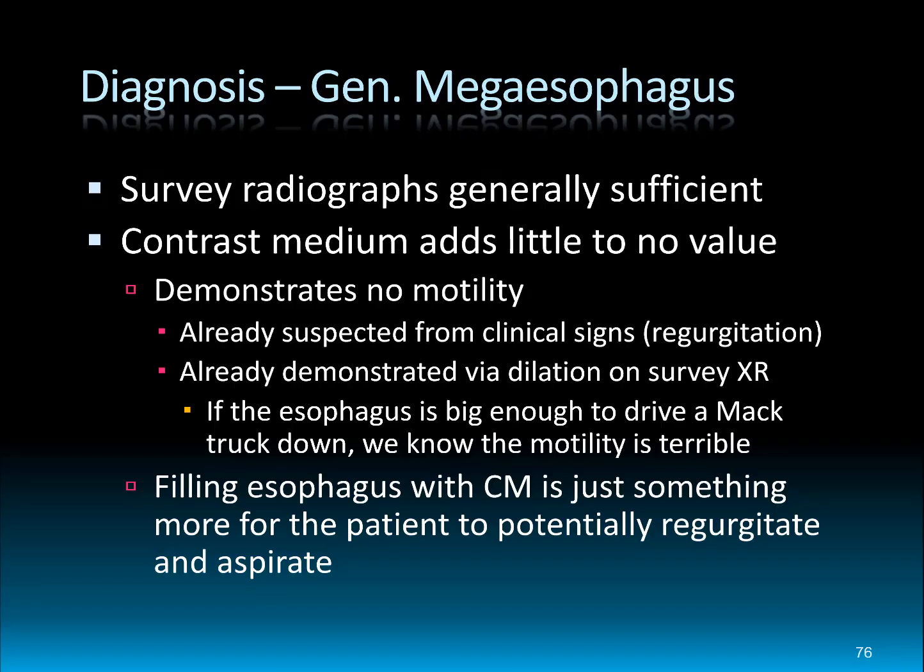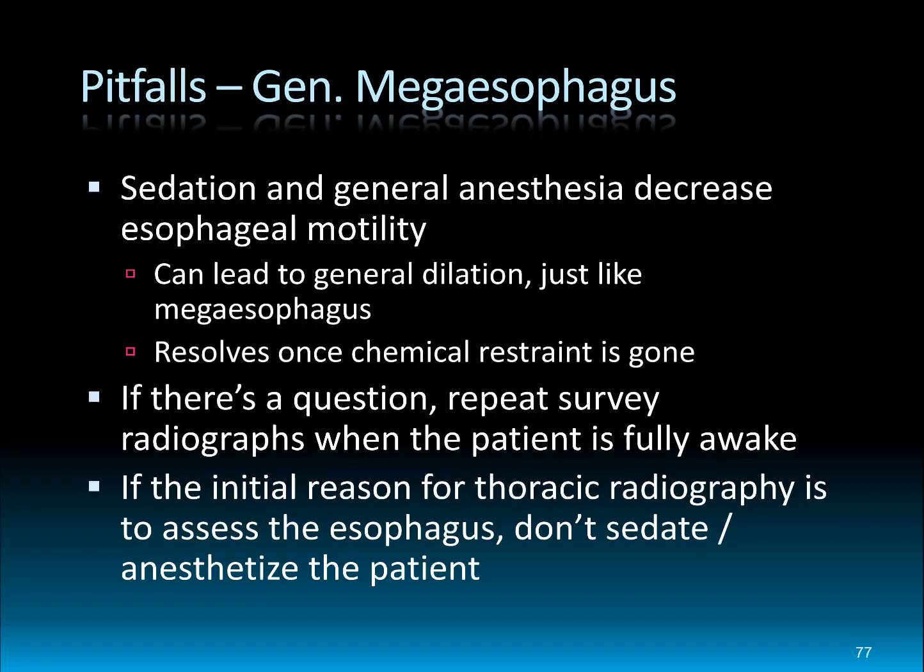With a generalized megaesophagus, survey radiographs are sufficient. I say generally there, but in reality it's pretty much universally sufficient if there's a true megaesophagus. You don't want to give contrast medium. We know that if the esophagus is generally distended, the motility is terrible. So putting contrast medium in there is not going to prove anything. We already have that indication. And you increase the risk of this dog regurgitating and aspirating whatever you put in there. So if you see a megaesophagus, you know the motility is terrible, you are done with your diagnostics as far as imaging goes. Now you just have to work up underlying causes of the megaesophagus.